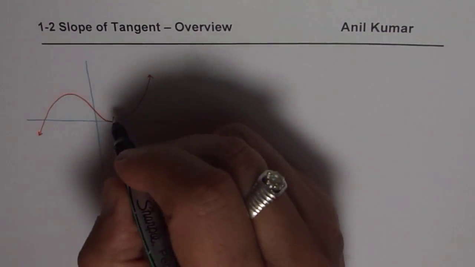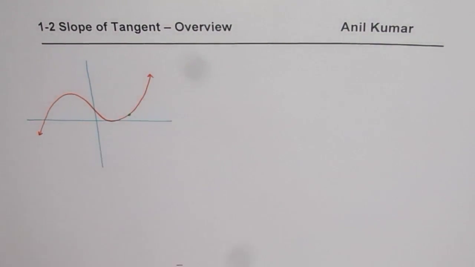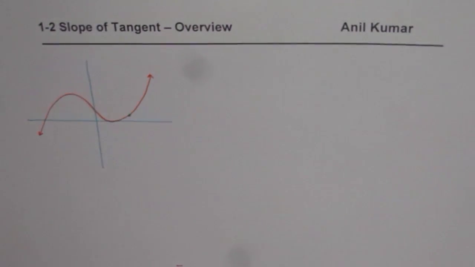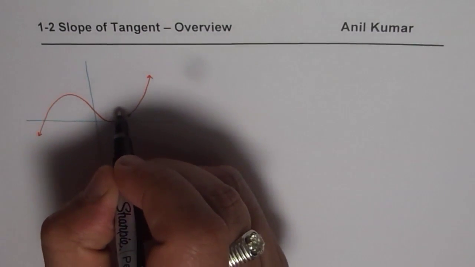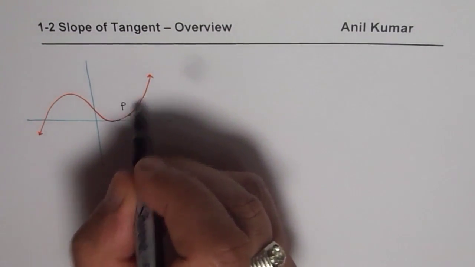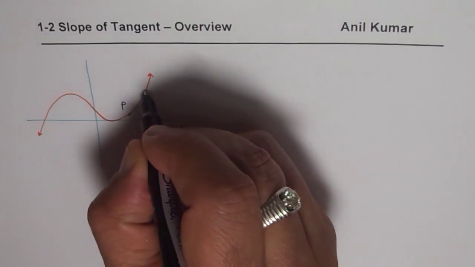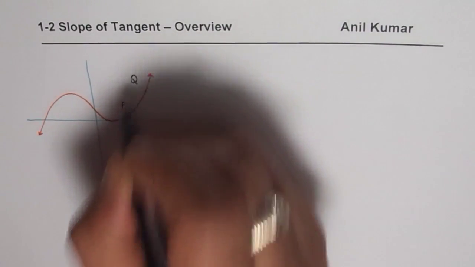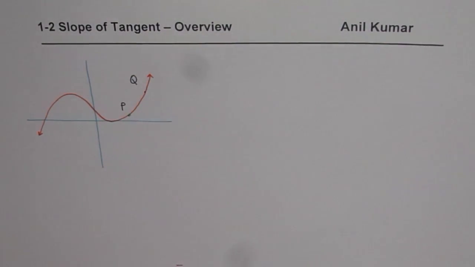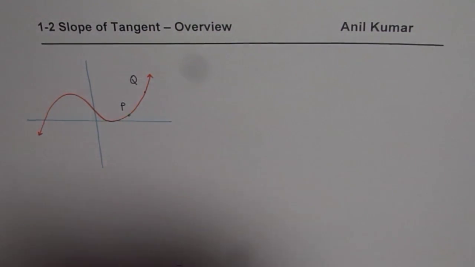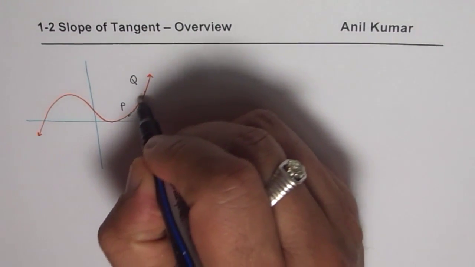Let us consider this to be the point of interest. Let us say this point is P for us. We need to find the slope of the tangent line at point P on the graph. The technique which we have learned is that we can take any other point Q on the graph, right? If we have any other point Q on the graph, then we can find the slope of the secant line joining P and Q.